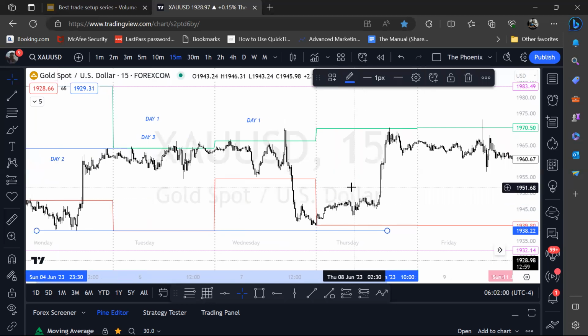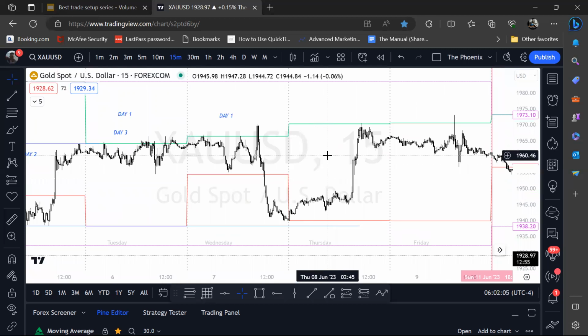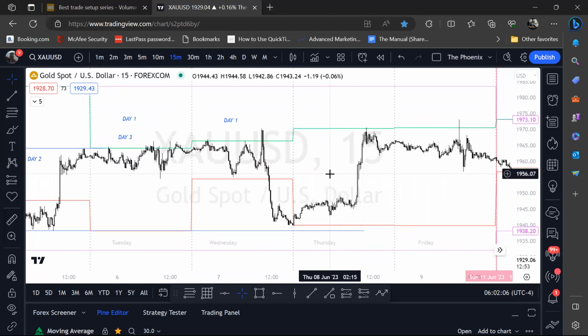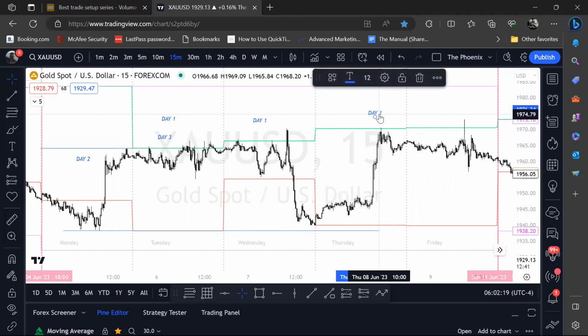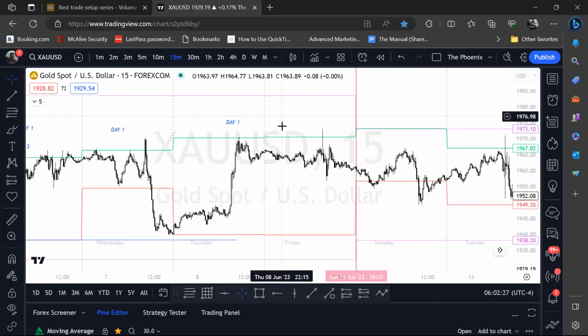We do not get a continuation trade in this case at all. But if we are looking to trade on this day, then what happens? And if we notice again, the count resets. So we still have another day 1 here, because what has happened is we now have a breach of the high of the week again, and this now becomes day 1 again.